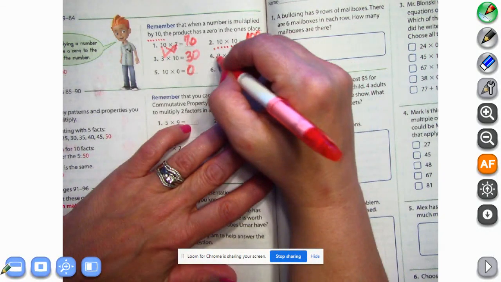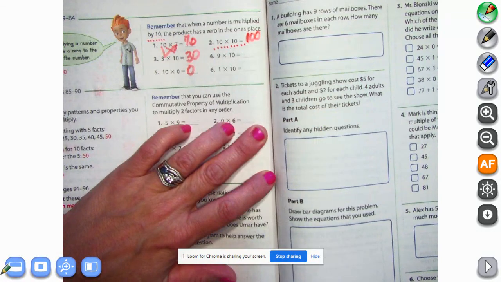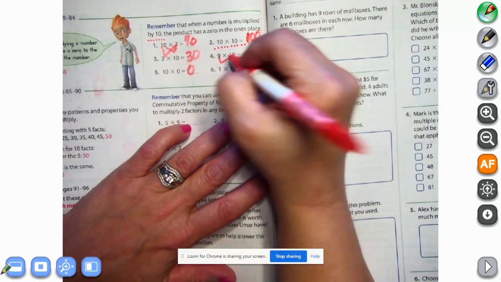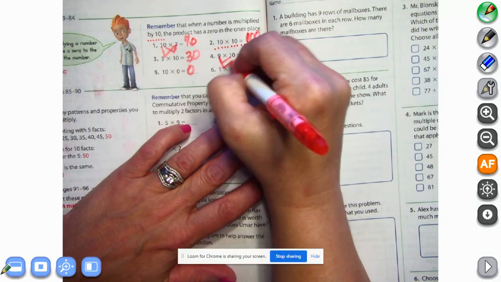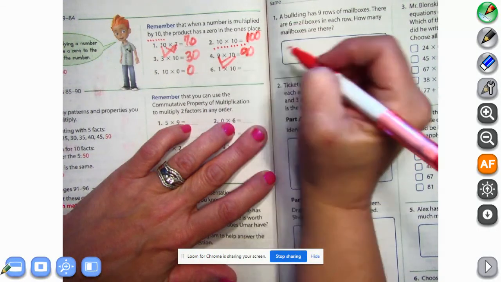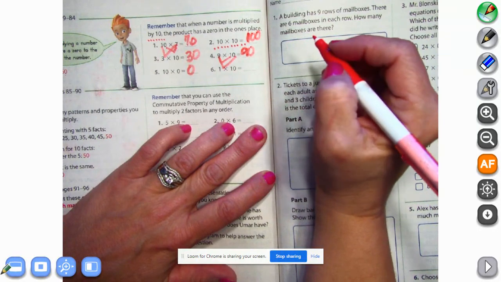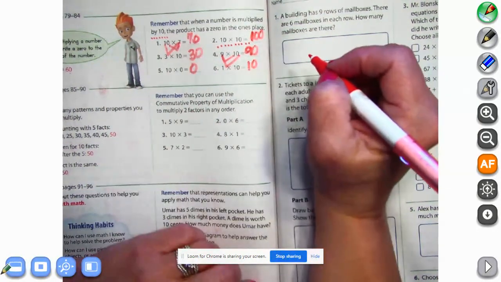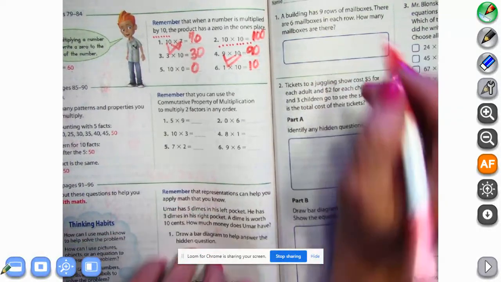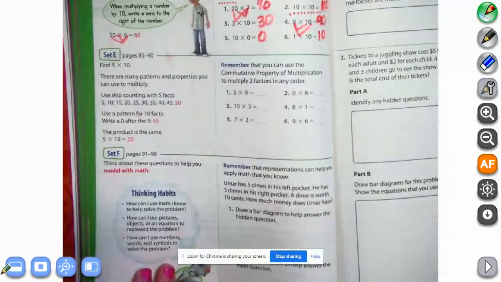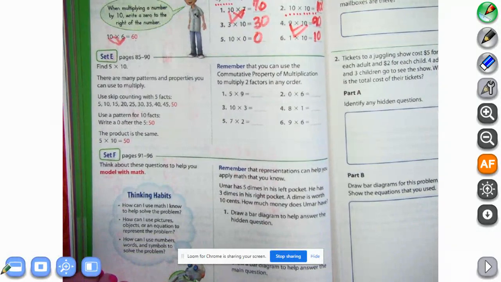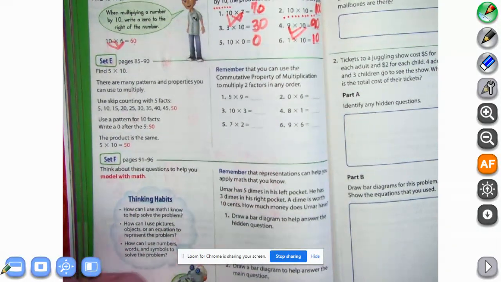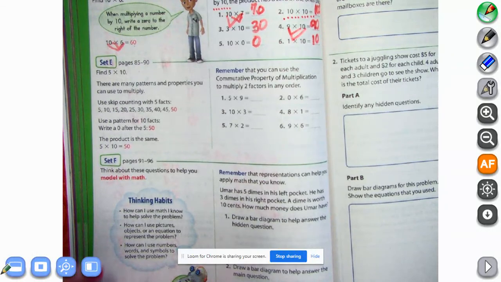Number 4, 9 times 1 is 9, and 9 times 0 is 0, 90. 1 times 10 is 10. If you have any questions about these, please email me because I'd be happy to help you with these. I really want you to understand them, so just let me know if you do need them.